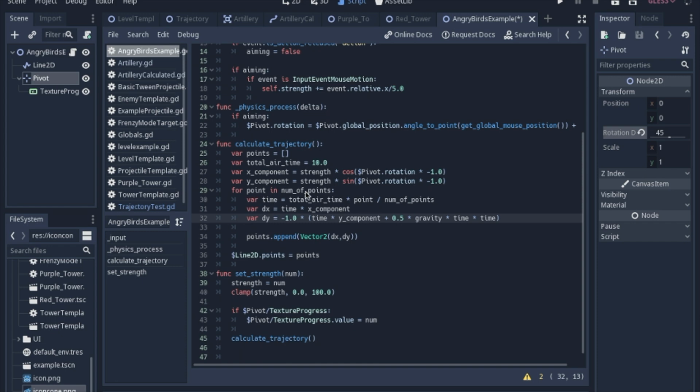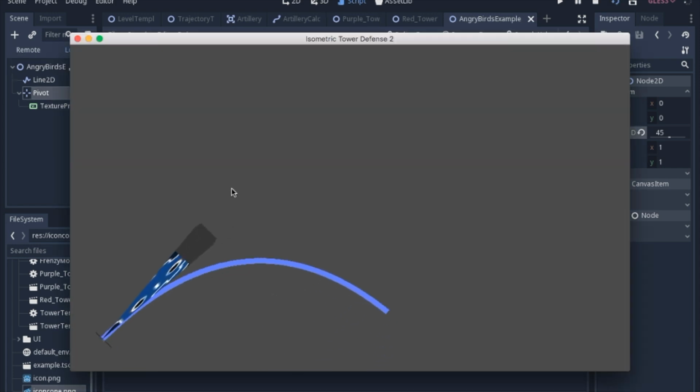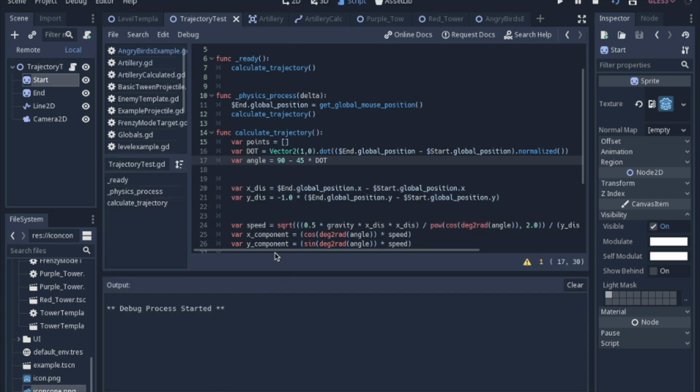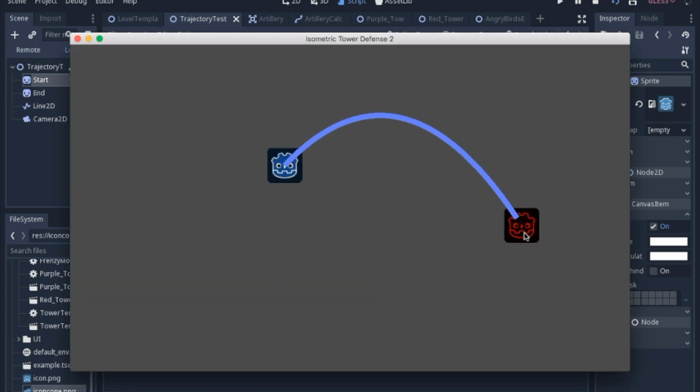So each time we're going to do this calculation, for every point in the number of points, we'll append that point to this array. And then we will add this array to the points in the Line2D. So what you end up with is this trajectory that you get. Now in our next example, we're going to have to figure out a few more things. We're not going to know the speed of our projectile or the time. We're going to have to figure that out based on how far away the target is from the starting point.